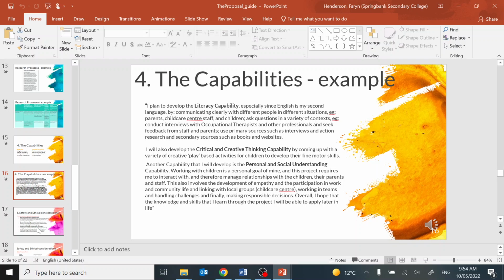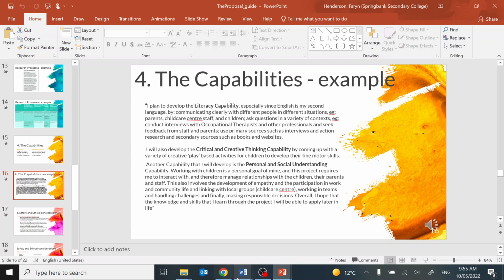So this person, for their literacy, because English is their second language, they're looking at communicating clearly. They're talking about communicating with different people, and then they actually go on to say who those different people are. When they're talking about critical and creative thinking, they were specifically looking at creative play-based activities for students because they were focusing on fine motor skills. And finally they also talked about personal and social understanding.